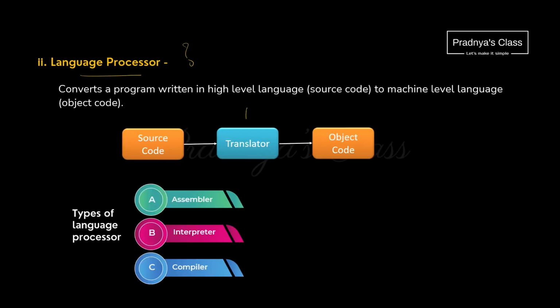It is nothing but a translator which converts one language to another language. We know that when politicians and celebrities go to other countries, they need a translator because they don't know all the languages. So in computer systems also we have a translator which will translate the source code to the object code. There are three types of translator. The first is assembler, second is interpreter, and the third is compiler.